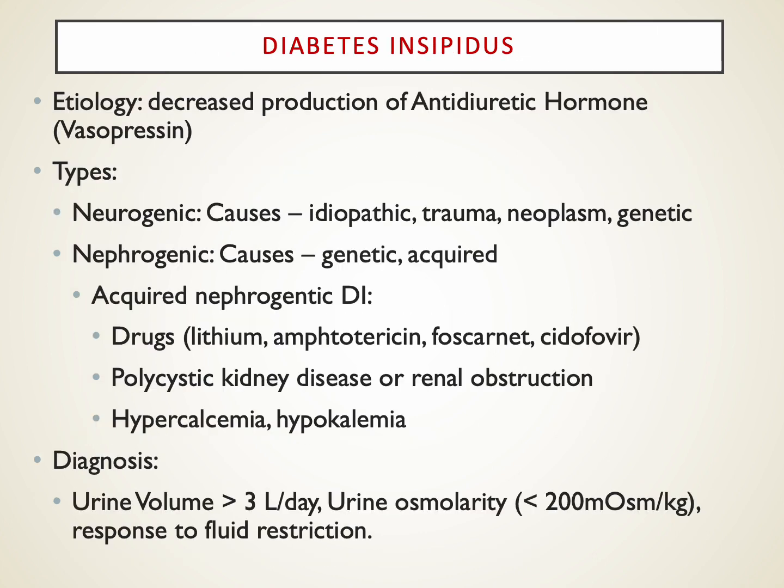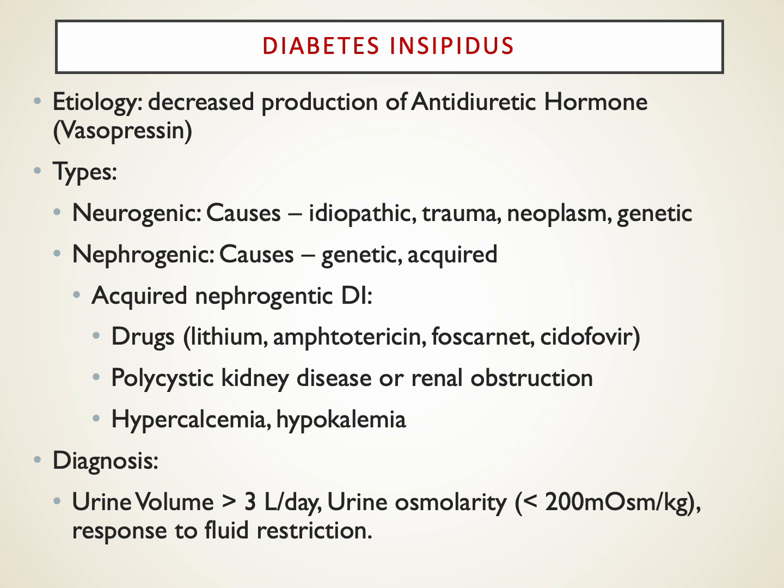So for diabetes insipidus, decreased production of ADH, it can have different etiologies. There's a neurogenic cause, which could be secondary to trauma or neoplasm, could be genetically related, or it could be idiopathic. And there's a nephrogenic cause, which is also genetic or acquired. And in nephrogenic diabetes insipidus, there are drugs that can cause that. Lithium most commonly. Less commonly, you'll see drugs like amphotericin B, foscarnet, or cidofovir, which are all used by ID services in seriously immunosuppressed patients.